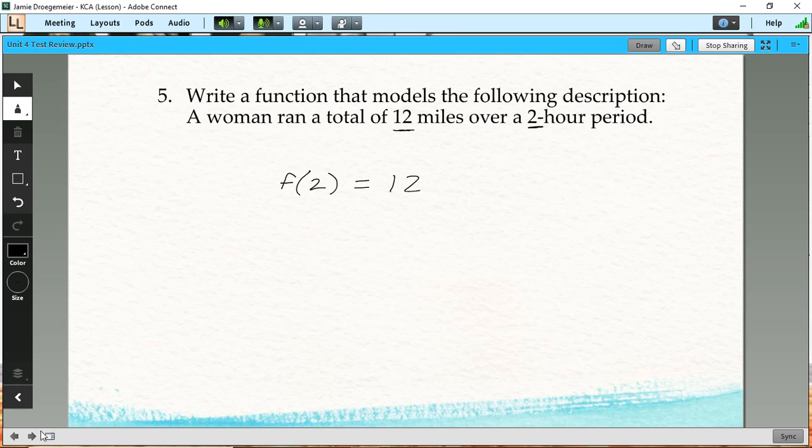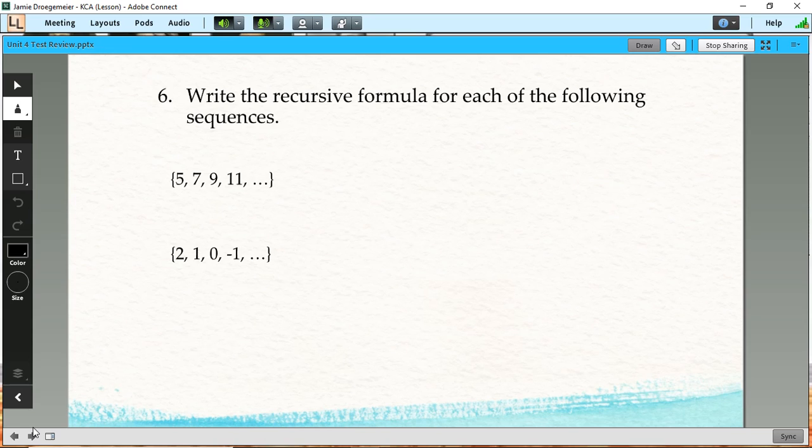All right, on to number 6. And in this one, we're dealing with some recursive formulas, and we're writing recursive formulas for these sequences. So to write the recursive formula, we always start by noting what f of 1 is. So what's our first value in our sequence? So here we say f of 1 is 5. And then to write our formula for f of n, we're going to start with f of n minus 1. So that's going to be the term in the sequence that comes before the term we're looking at.